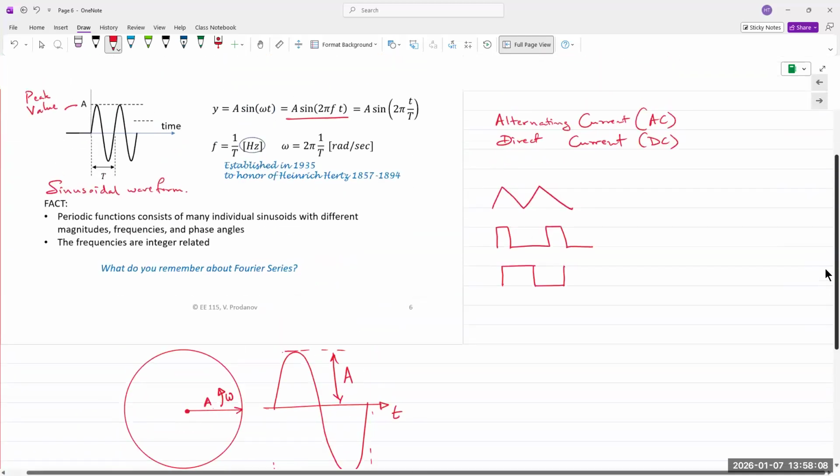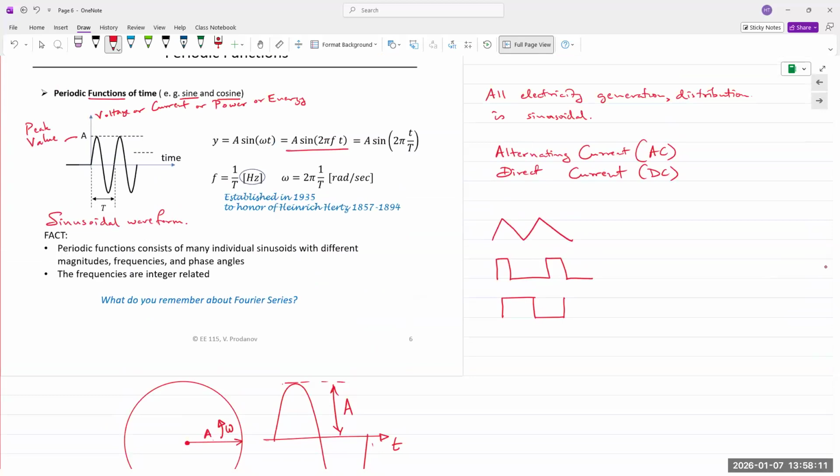What is the frequency of the power outlets? 60 hertz in North America. What is the voltage? 120 volts. It's a general knowledge question. In North America, the power outlets are 120 volts and 60 hertz. Almost the entire rest of the world outside of Japan and a few other countries, the power outlets are 220 to 240 volts and 50 hertz frequency.